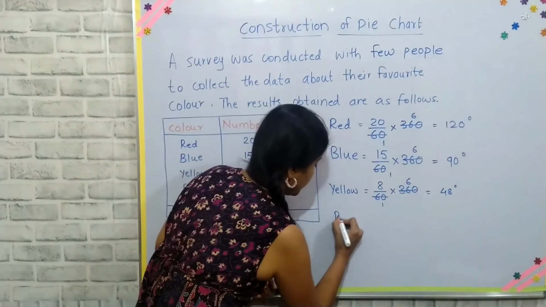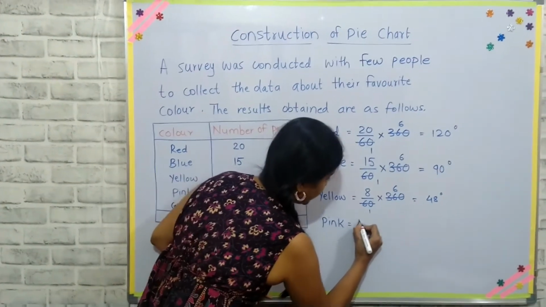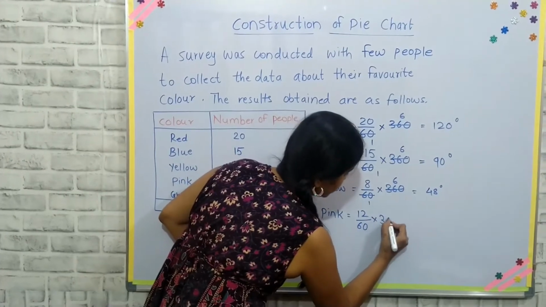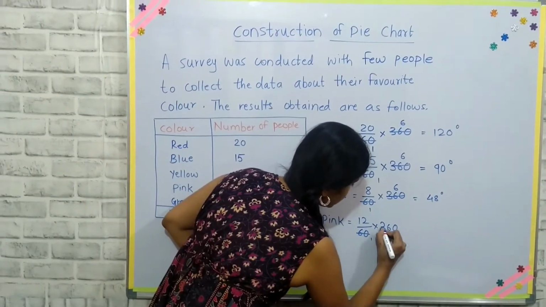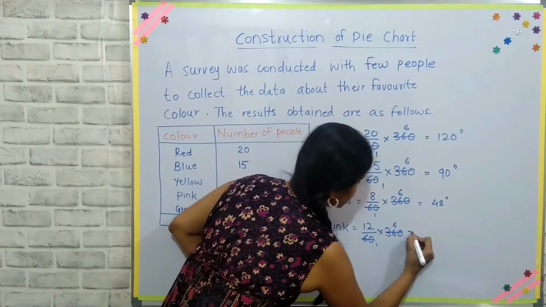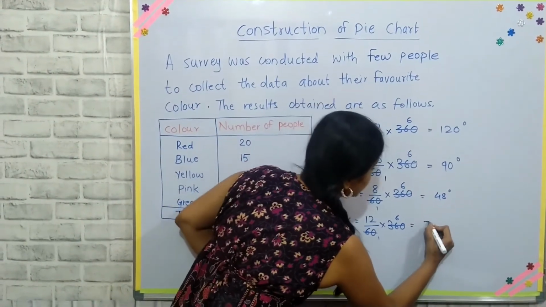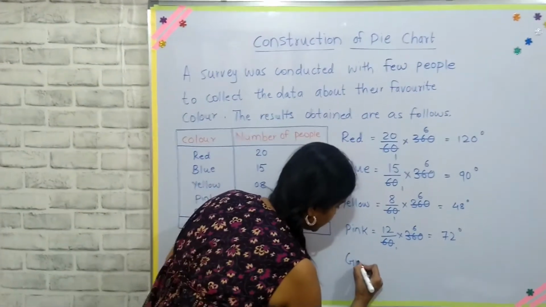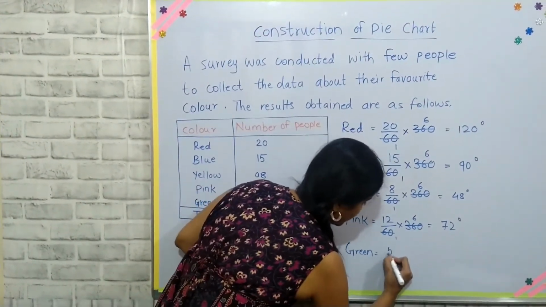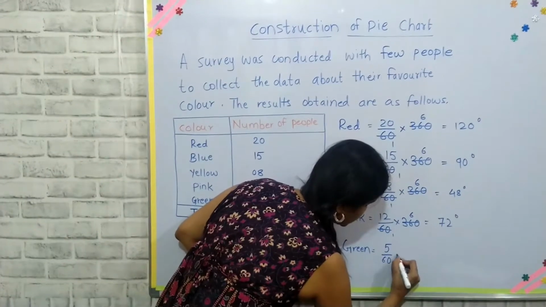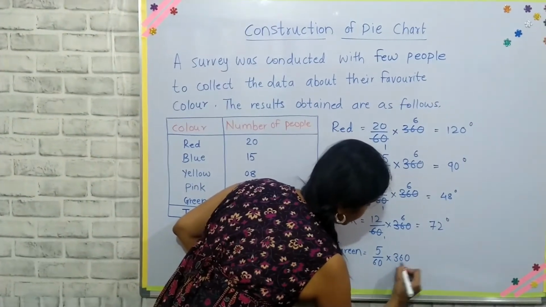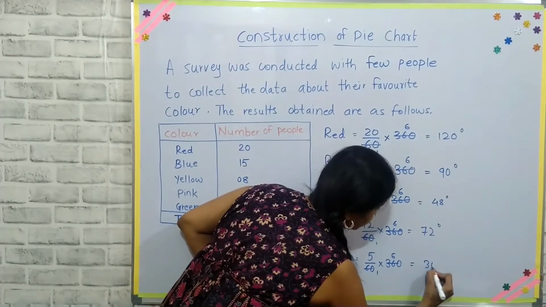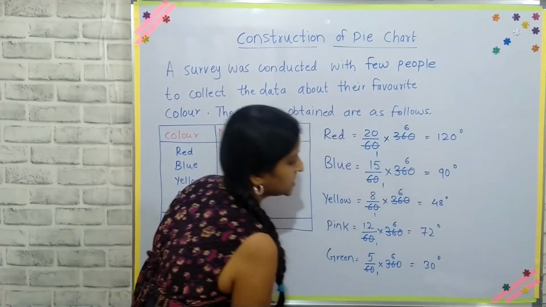Next is pink color, which is liked by 12 people out of total 60 people, multiplied by 360. 60 times 1, 60 times 6, 12 times 6 is 72 degrees. And then the last one is green, which is liked by 5 people out of total 60 people, multiplied by 360, which on further simplification we will get as 30 degrees.